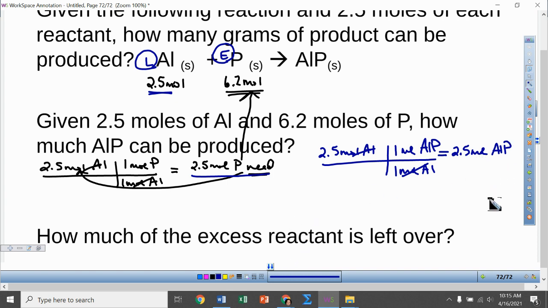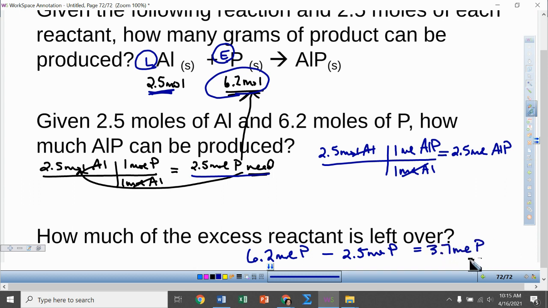Now, as far as the excess reactant left over, what we're going to find here is that I started this whole thing with 6.2 moles of phosphorus. I used up, because it's a 1-to-1 ratio, and I started with 2.5 moles, I used up 2.5 moles of phosphorus in the reaction. Okay, so that's why it's important, because this one's pretty simple to write down, hey, which one's limiting, which one's excess. Just keep stuff straight. So I have 3.7 moles of phosphorus left over. And again, you can always convert one mole of phosphorus from the periodic table.